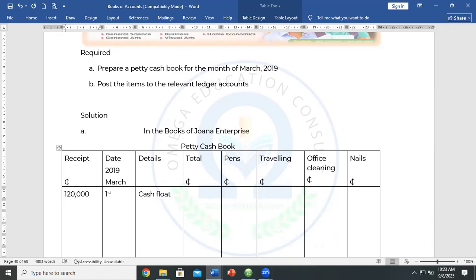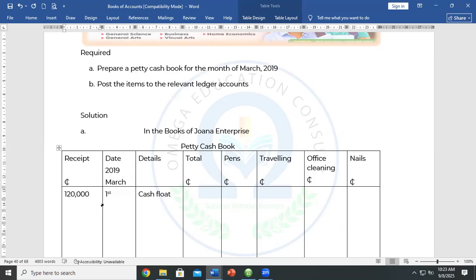Now, there are some questions where there will be an opening balance. So you bring the opening balance brought down. Then looking at the cash float the petty cashier is keeping, you add on so that you get to your original cash float. We will solve a question like that, so no worries.